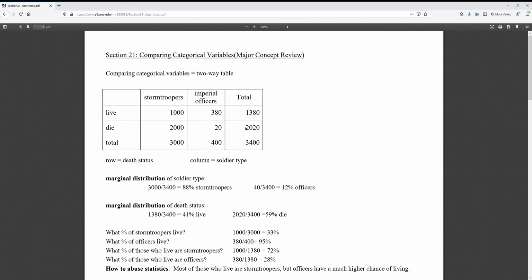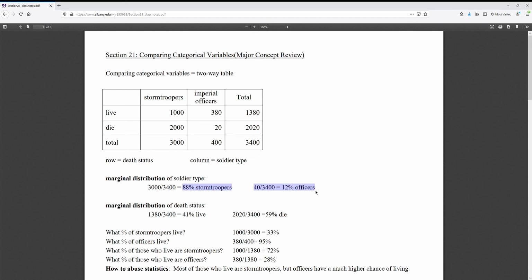Likewise, 2020 divided by 3400 is, well, rounded of course, 59%. Notice, by the way, that it's got to be one or the other, right? So 88% are stormtroopers, 12% are officers. They add up to 100. One or the other, not both, not neither. Every individual falls into exactly one category, so of course they add up to 100%.